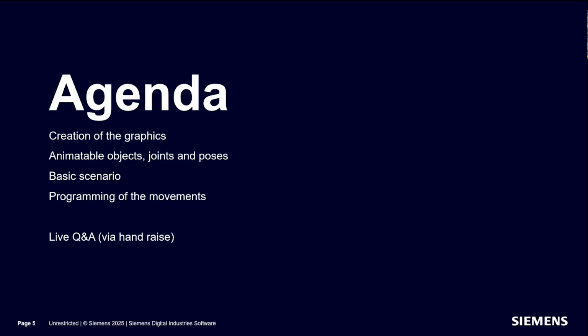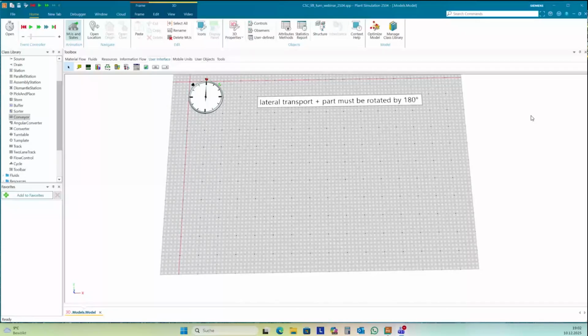Hello again to our next session. This is one basic session for dealing with 3D. I guess you know, next year Plant Simulation will stop the support for 2D, so all the models you create with the new version of Plant Simulation must be 3D.